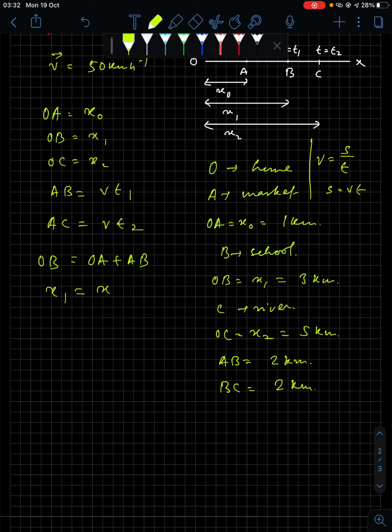What is OA? OA is x0. What is AB? AB is vt1. Let this be equation number 1.